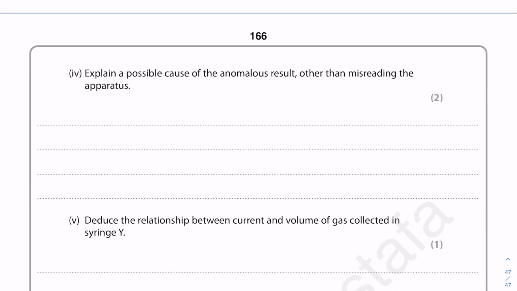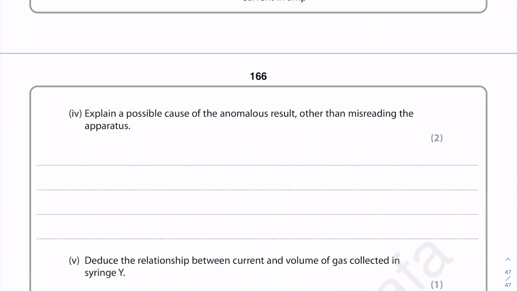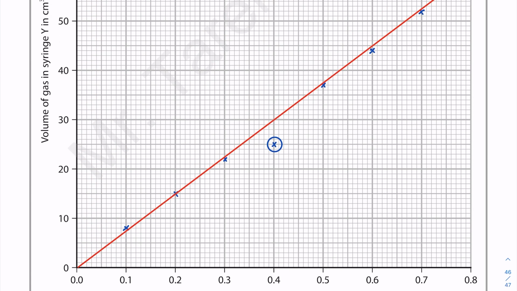IV explain a possible cause of the anomalous result other than misreading the apparatus. أولا احنا واخدين بالنا إن الريدنج أقل من المفترض، يعني هي المفروض تكون 30 مش 25. يعني المفروض بدل ما هي 25 المفروض كانت تبقى 30 عشان تيجي على straight line. وده معناها إن عندي 0.4 أمبير كان الفوليوم of gas syringe Y less than expected.